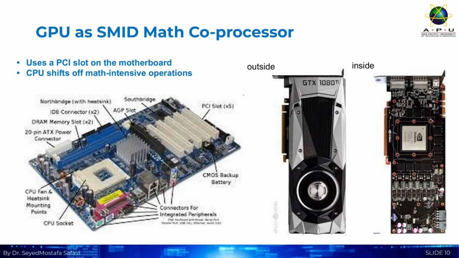It's perfect for tasks where you have to do the same simple calculation on thousands of pieces of data simultaneously, like rendering pixels for a game, or in our case, training a deep learning model. The CPU shifts off these math-intensive operations to the GPU, which is connected via a PCI slot on the motherboard, transforming it from just a graphics card into a general-purpose parallel workhorse.